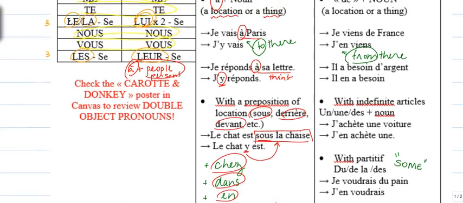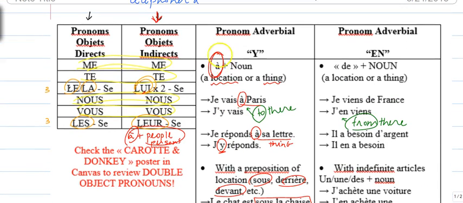That's for Y. So Y, I want you to remember the preposition à needs to be there, or you need to have a preposition of location. Mostly it wants to say there, but it also could be used to replace a thing that's preceded by à, like the letter. Je réponds à la lettre, j'y réponds.